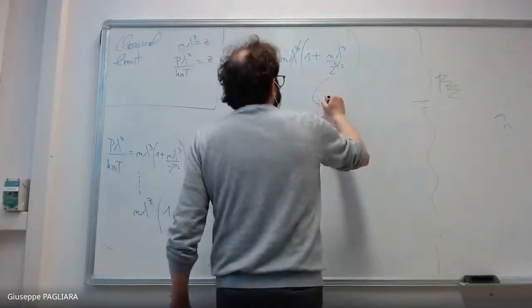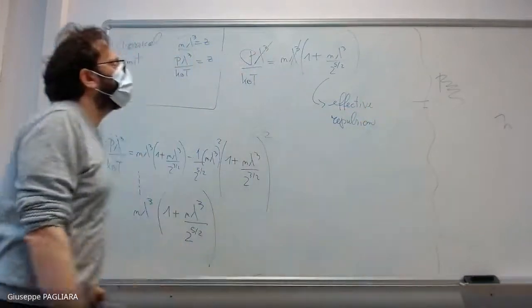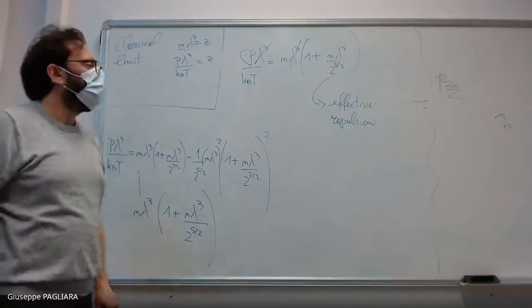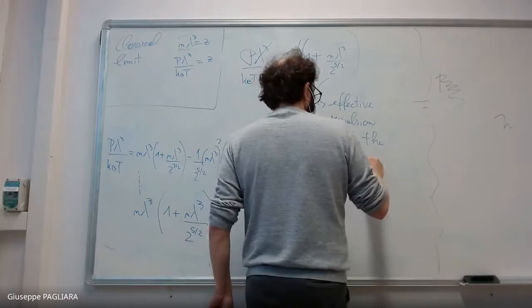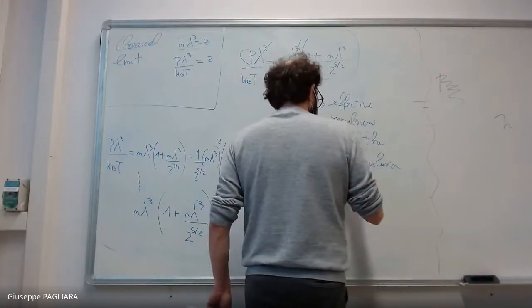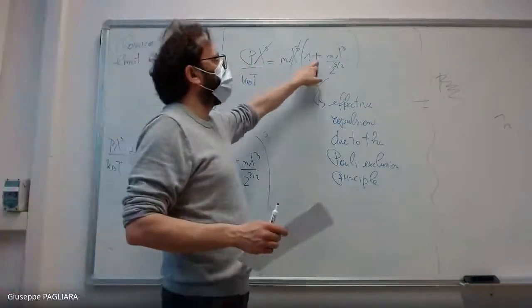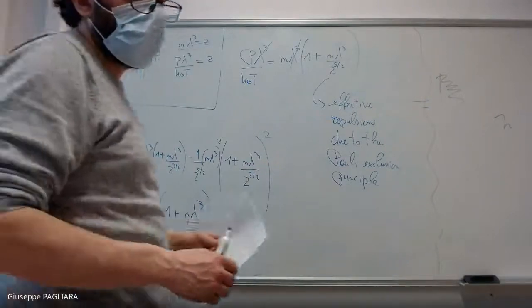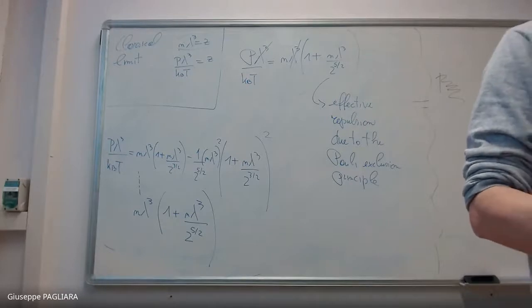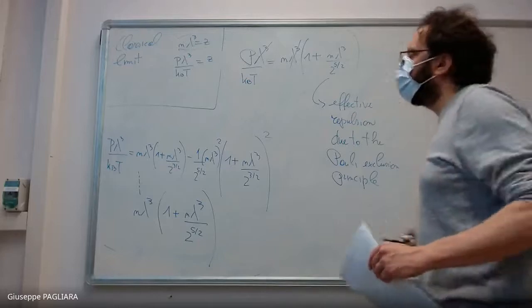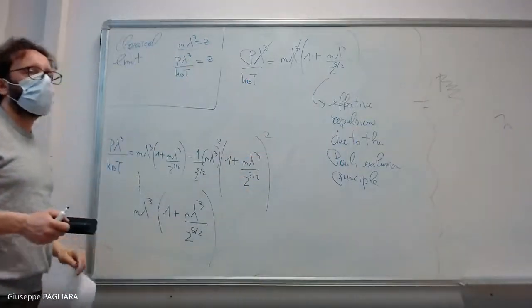Now, of course, this is an effective repulsion, because it increases the pressure of this gas due to the Pauli exclusion principle. That holds true for fermions. In the case of bosons, we had a minus here; instead in this case we have a plus. So it's a larger pressure with respect to the classical case. There's not much more to do here. This is the classical limit and the first order correction to it, in the small n lambda cubed case.